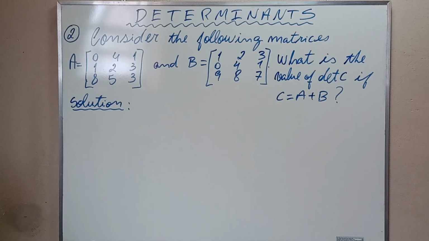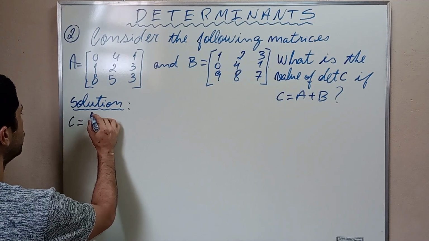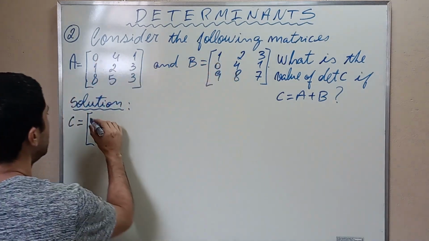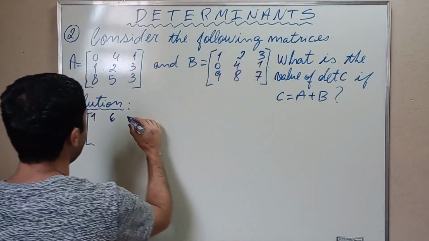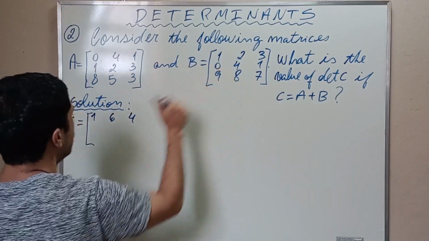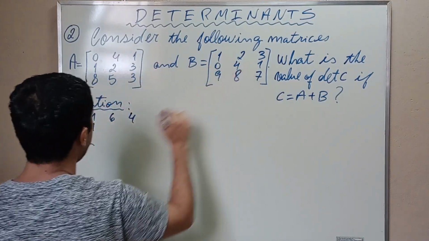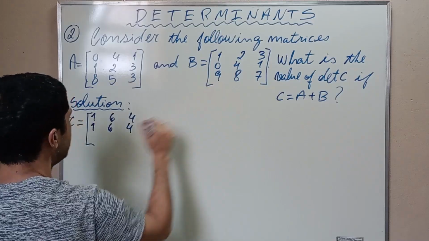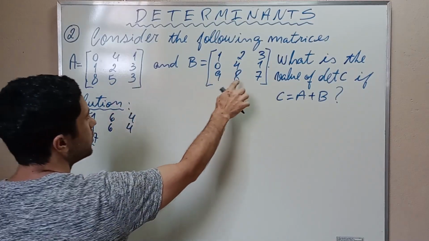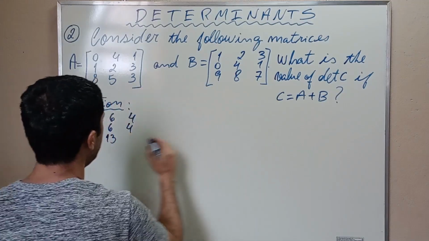Firstly, we find matrix C. And as the exercise said, C is equal to A plus B. Thus, to find matrix C, we simply add the corresponding elements of A and B. Consequently, C will be equal to 0 plus 1 is 1, 4 plus 2 is 6, 1 plus 3 is 4, 1 plus 0 is 1, 2 plus 4 is 6, 3 plus 1 is 4, 8 plus 9 is 17, 5 plus 8 is 13, and 10.